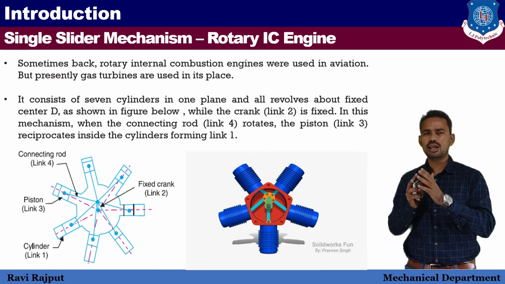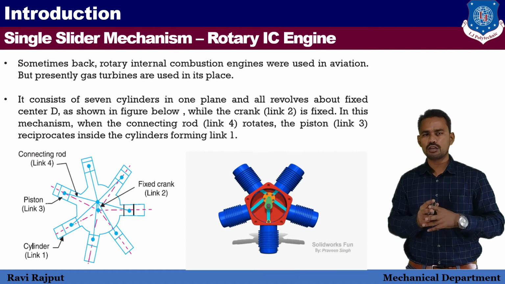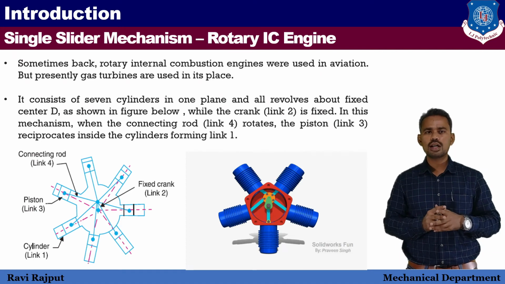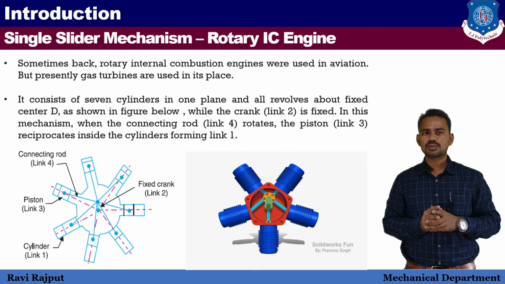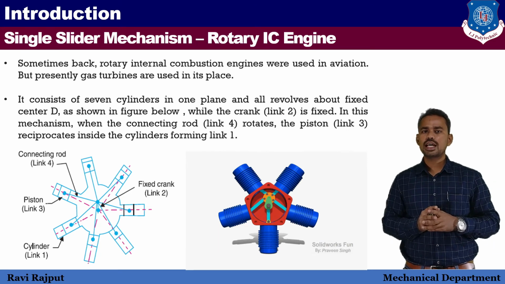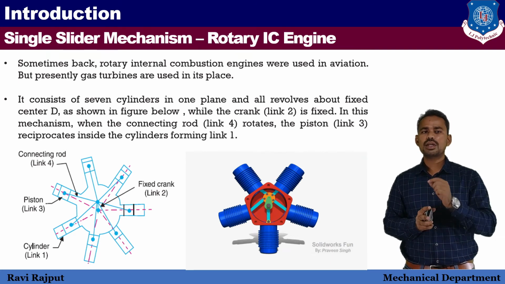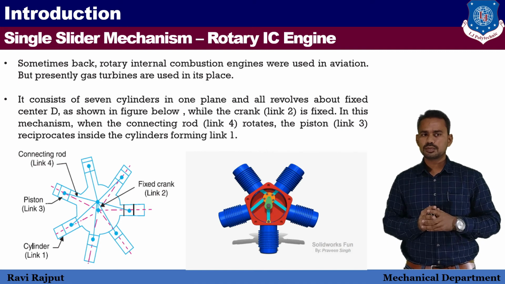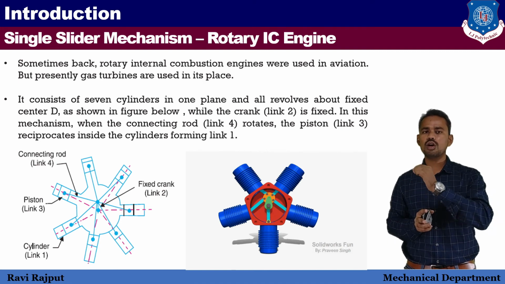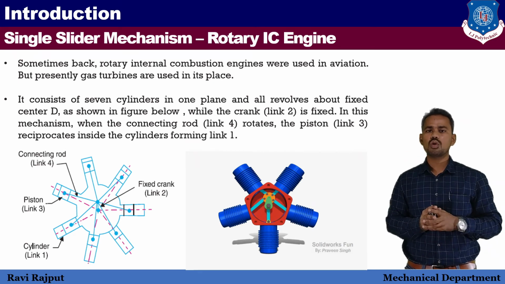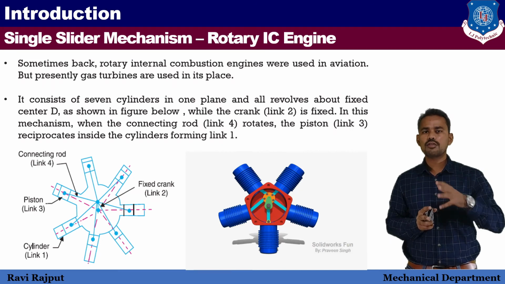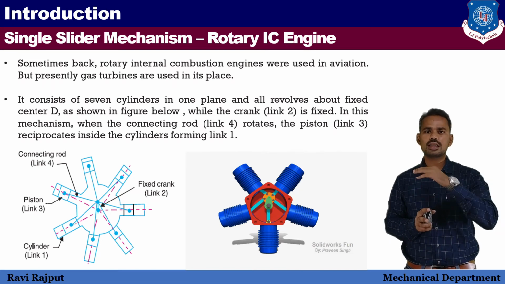It consists of basically 5, 7 or 9 cylinders, an odd number of cylinders, and all revolve about a fixed axis, that is D, which is shown here. While the crank, link 2, is fixed in this mechanism, when the connecting rod rotates, the piston reciprocates inside the cylinder. So here also, we should observe a single cylinder only. If you start observing this whole setup, it becomes very tough to understand how it works.